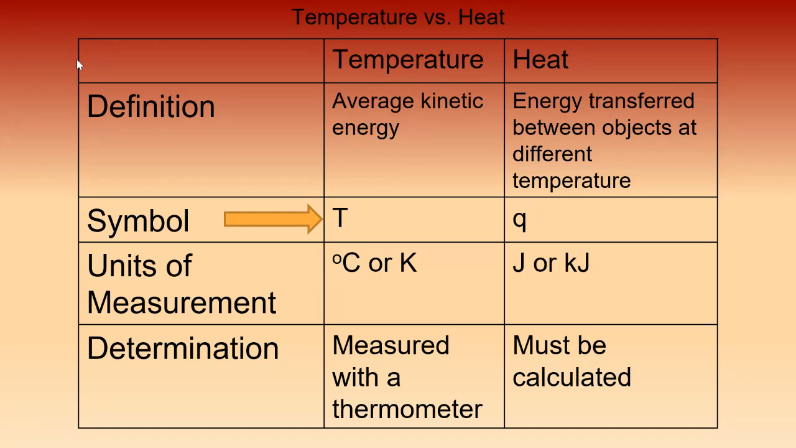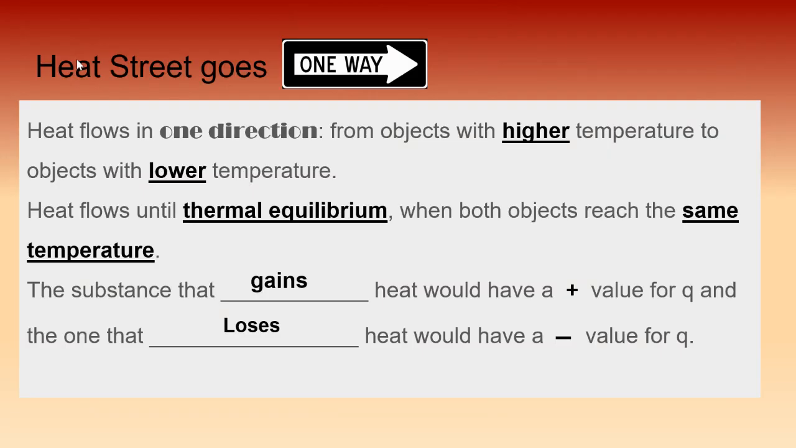It's trivial. So the units of temperature are degrees Celsius or Kelvin, whereas the units of heat are joules or kilojoules. If we're going to measure temperature, we use a thermometer. So we get to use an instrument that measures how much kinetic energy is moving around. Heat, you have to calculate with math. So you don't have something that measures heat, believe it or not. You have to calculate it. The temperature is helpful in calculating the heat, but you have to use some other things to do that.